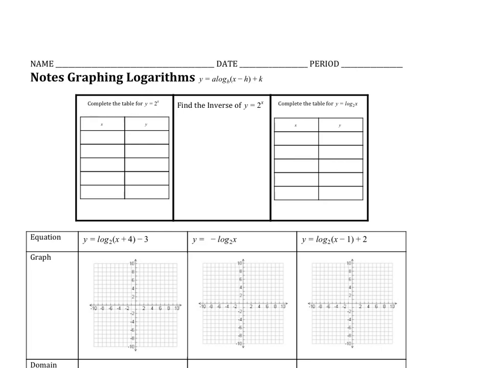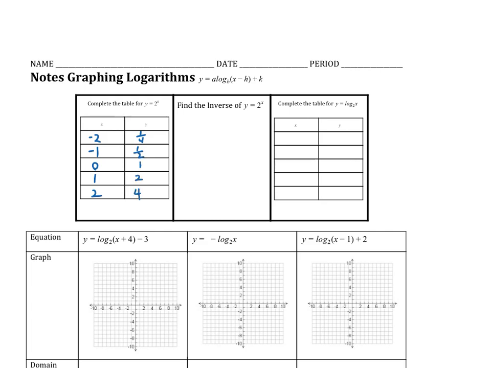Let's look at this table. Complete the table for y equals 2 to the x. So I have -2, -1, 0, 1, 2, 1/4, 1/2, 1, 2, and 4.